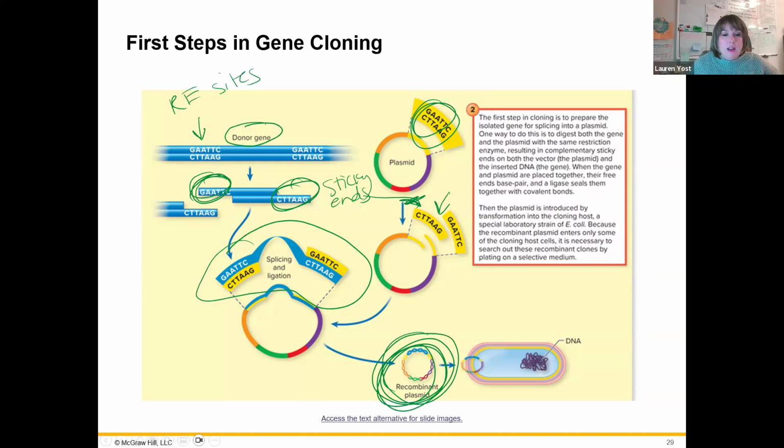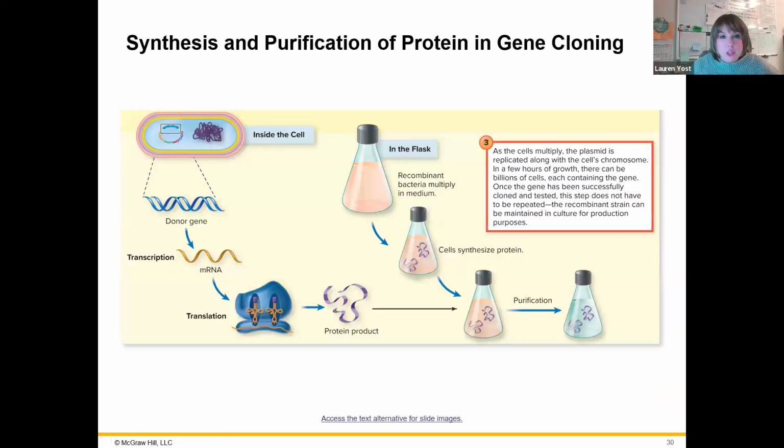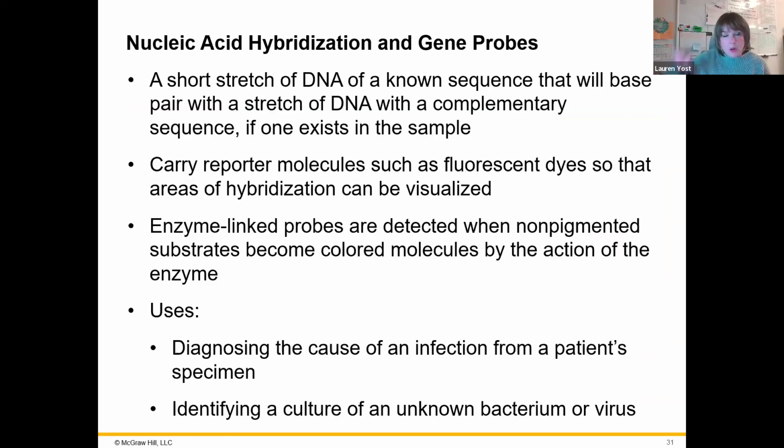Then we can take that and put it into a bacterial cell. And that cell will make mRNA, which will then be translated into a protein product, and we can filter it out from the broth or whatever we're growing that organism in. So that is the idea of how PCR and restriction enzymes and everything like that can be used to make genetic recombinants for use in medicine and investigating things in science and everything like that.